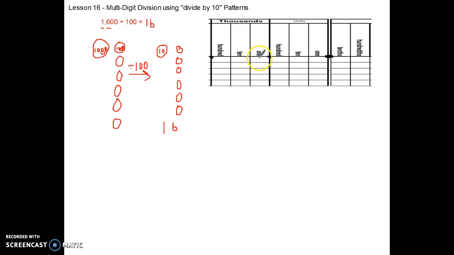And then using our place value, the same principle applies. I'm going to put in my dividend here, 1,600. And since I am dividing by 100 now, I need to move over 2 columns. So there's a 1, 2. So my 1 now is a 100th.